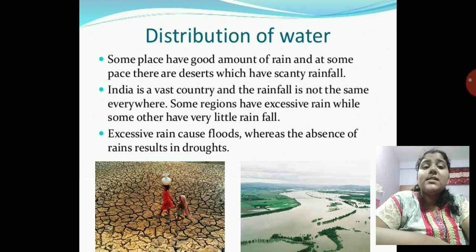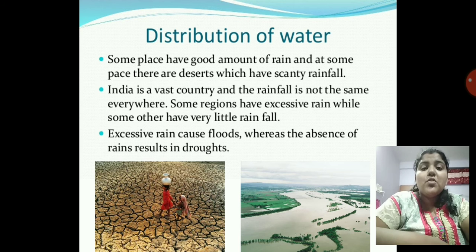And next is the distribution of water, that is, some places have a good amount of rain and some have very scanty rainfall. India is a vast country and rainfall is not the same everywhere. Some regions have excessive rainfall while some have very little rainfall. So the excessive rain causes floods, whereas the absence of rains results in droughts.